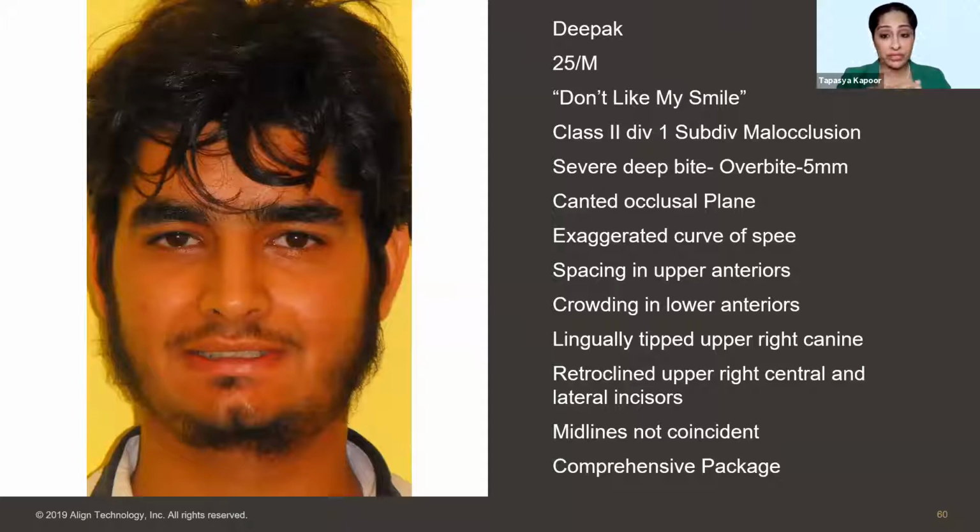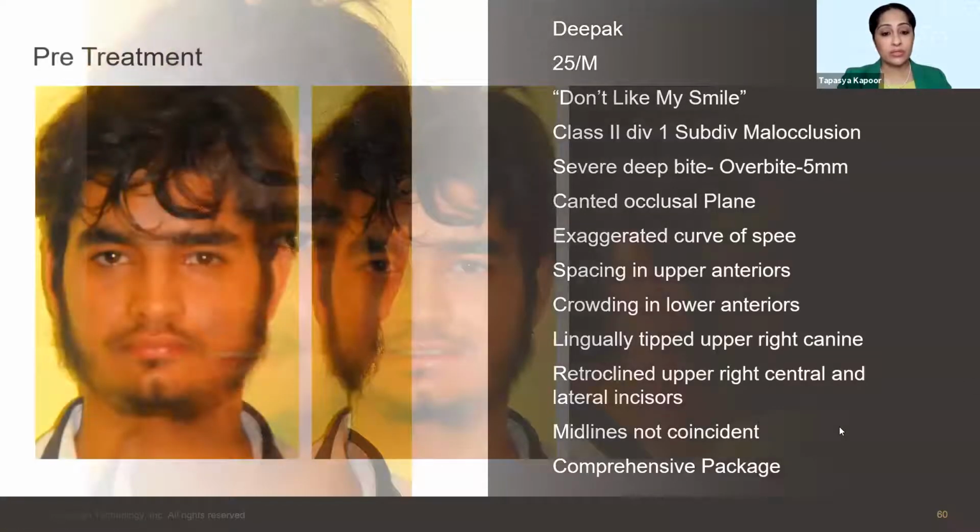He was class 2 on the right side. His deep bite was almost like 5 millimeters of an overbite. He had a pretty severe cant, an exaggerated curve of Spee, spacing in the upper anteriors, crowding in the lower anteriors, lingually tipped teeth on the upper right side, the incisors and the canine, and his midlines were not coincident.